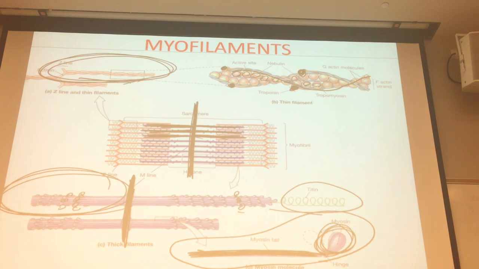Now, the other thing is the thin filaments. And the thin filaments are not attached to the M line. What are the thin filaments anchored to?